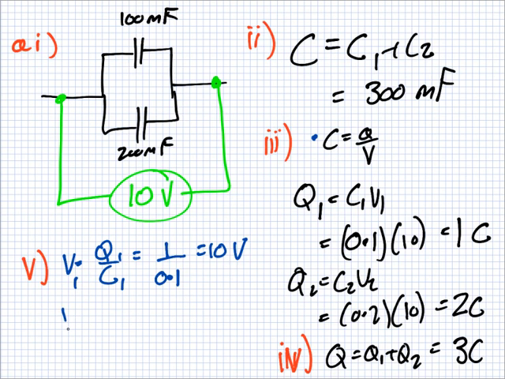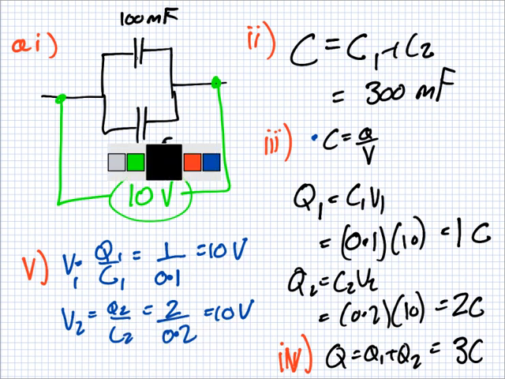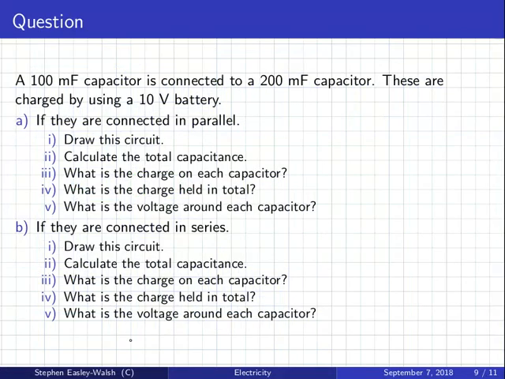And likewise for V2, that will be Q2 over C2. That's 2 coulombs over, what's C2? 0.2, and that's also 10. You can see my rule checks out, that in parallel they're the same voltage. So they're both 10 volts. Okay. Now before I do part B, I'll let you write this down.